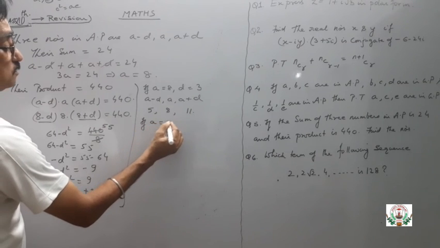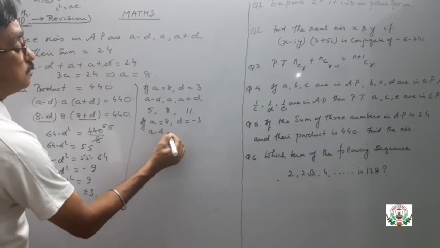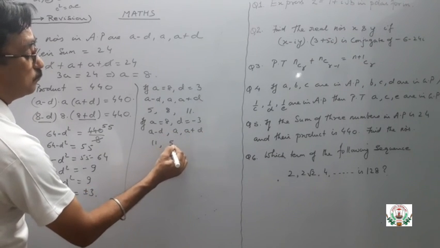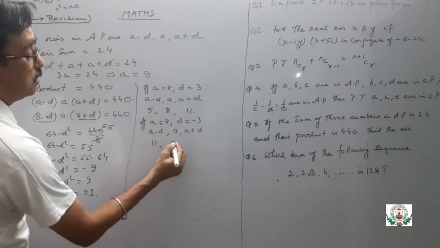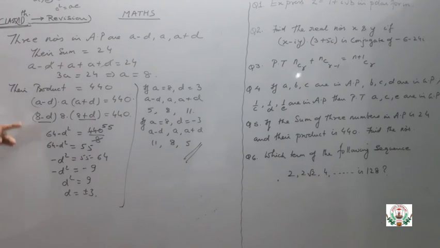And in the second case, if a equals 8 and d equals minus 3, then a minus d, a and a plus d just reverse the numbers: 11, 8 and 5. So these are the numbers when the sum of the three numbers in AP is given as 24 and the product is given as 440.